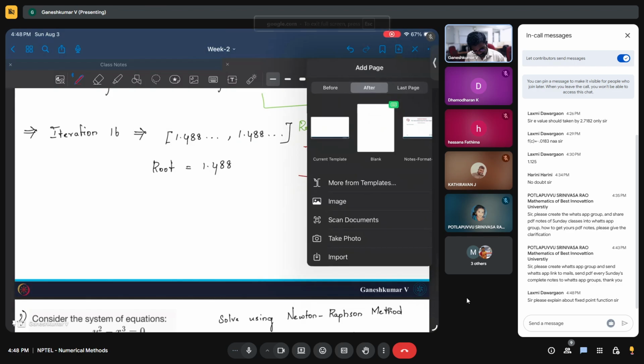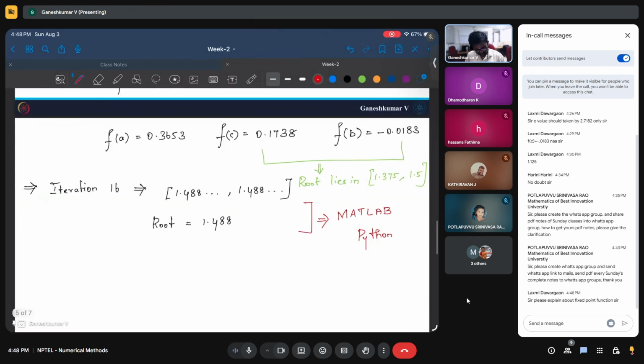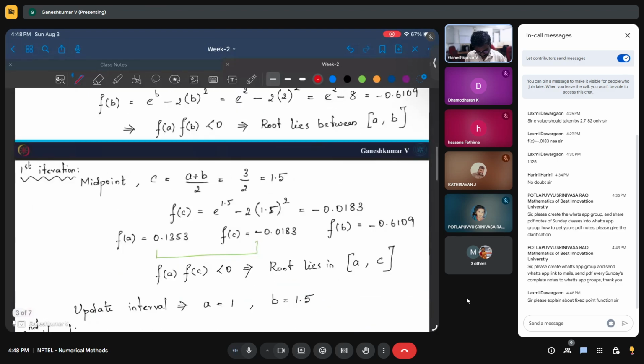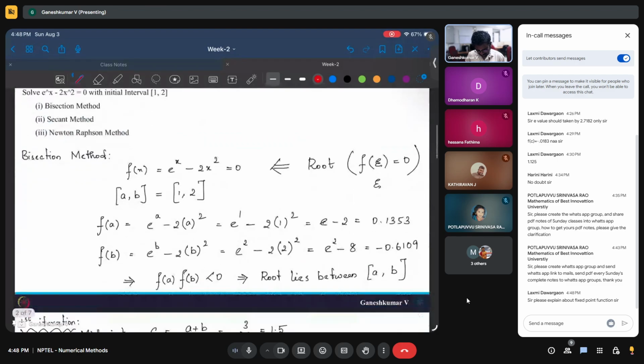and that is the first part of our problem, and the root is somewhere around 1.488. Okay, so I hope you guys understand the bisection method.